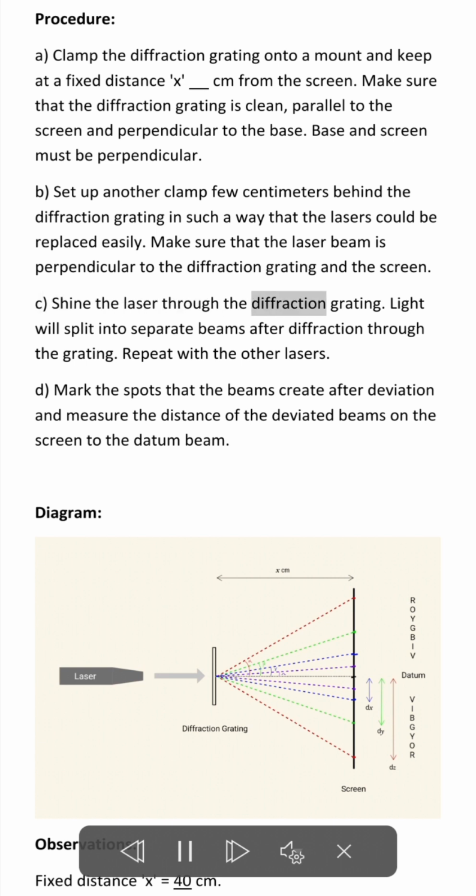C. Shine the laser through the diffraction grating. Light will split into separate beams after diffraction through the grating. Repeat with the other lasers. D. Mark the spots that the beams create after deviation and measure the distance of the deviated beams on the screen to the datum beam.